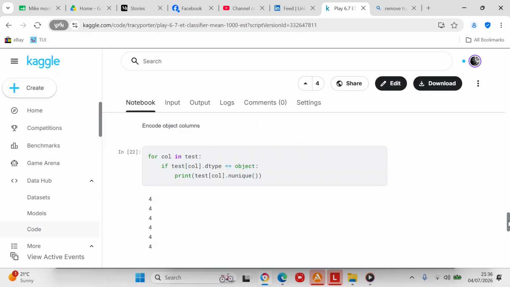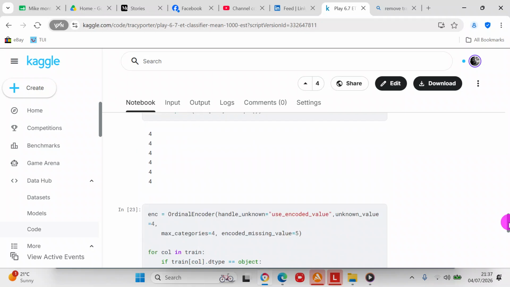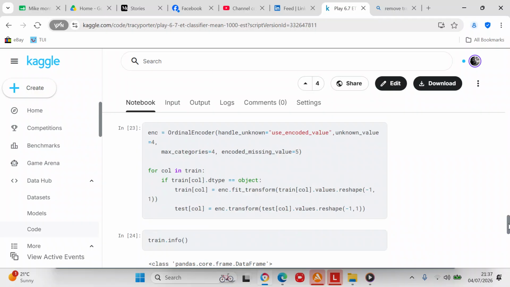So now what we're going to do is we're going to encode all of the object columns. So every object column that you have has to be encoded. But what we wanted to do was check the number of unique values in each column of data that is an object. And you can see that the number of unique values for every object column is 4. And so now we're going to use sklearn's ordinal encoder to encode all of the object columns. And this is going to be a little bit different.